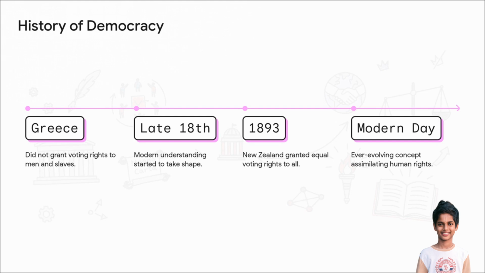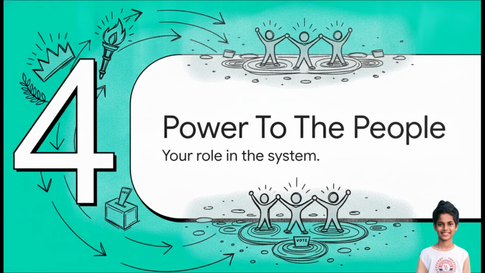Look at milestone number 3, 1893. New Zealand became the first nation in the world to grant equal voting rights to all its citizens. Memorize that year and that country, Venkat. It's a huge test point. Today, democracy is this ever-evolving concept. As our understanding of equality and human rights grows, democracy kind of absorbs these changes and takes on new, better meanings. Next up, Section 4, Power to the People.